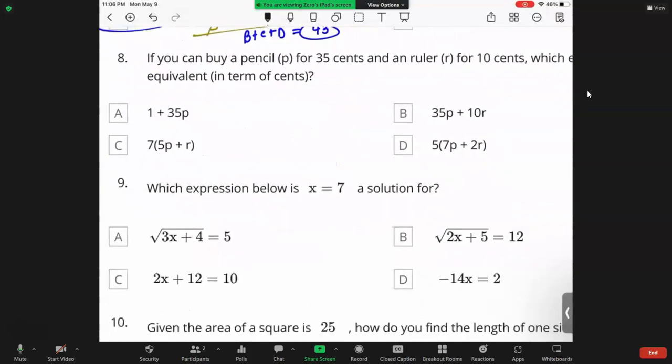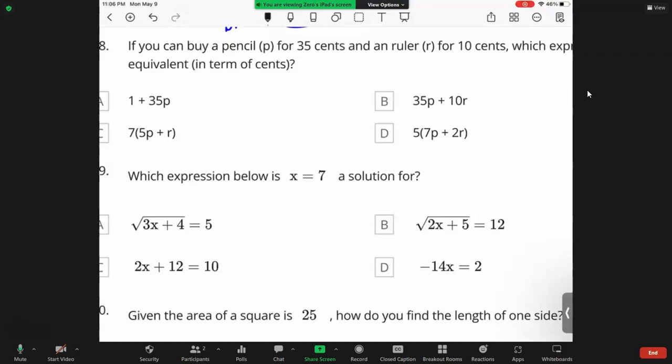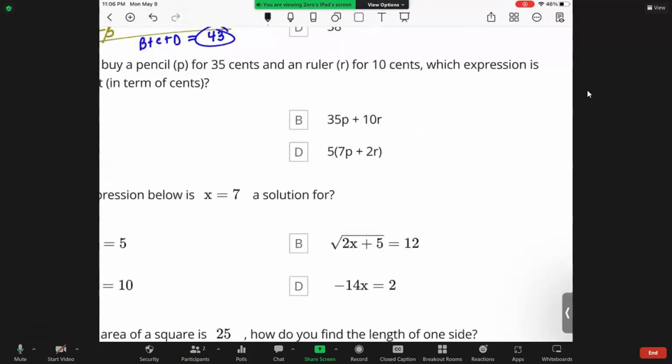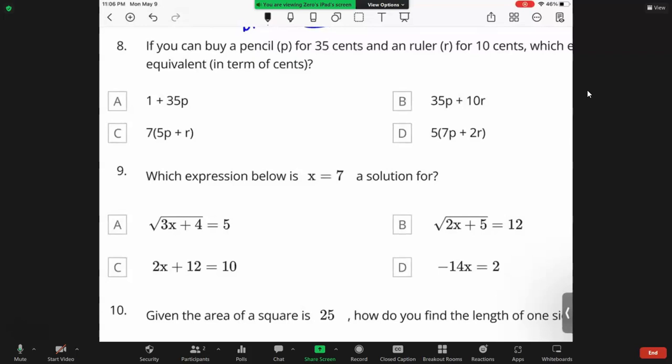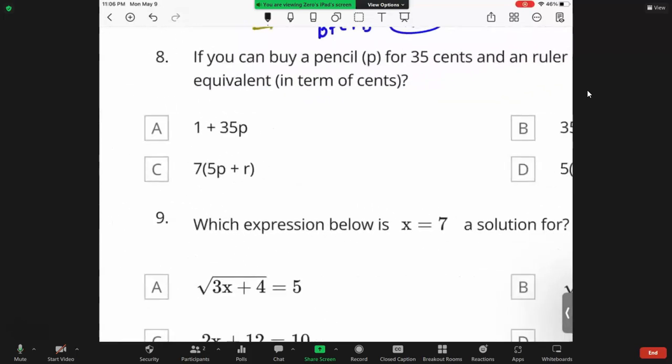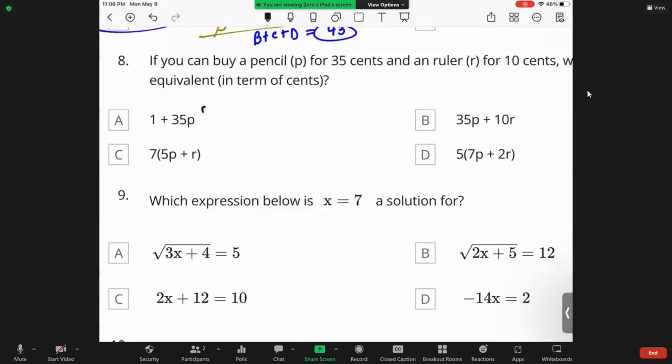Number 8. If you can buy a pencil for 35 cents and a ruler for 10 cents, which expression is equivalent? Well, let's see. 1 plus 35, that doesn't mean nothing. I mean, where do they get the 1 from, right? That's just wrong. Letter B. Letter B says 35p plus 10r, which we're tempted to choose. Right? Because it says here 35 cents for a pencil and 10 cents for a ruler. So that's a maybe.